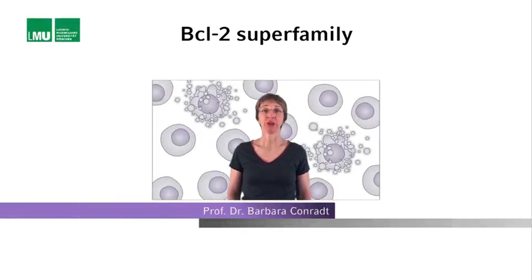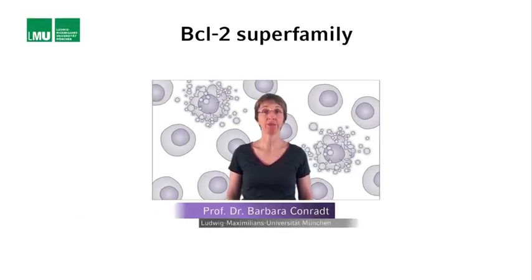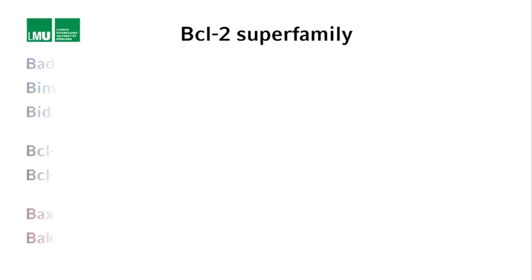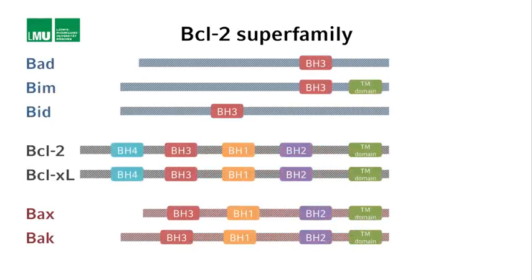BAX and BAD were the first members of the BCL2 superfamily identified in mammals. Now in 2013, many more have been identified, and they are shown here.